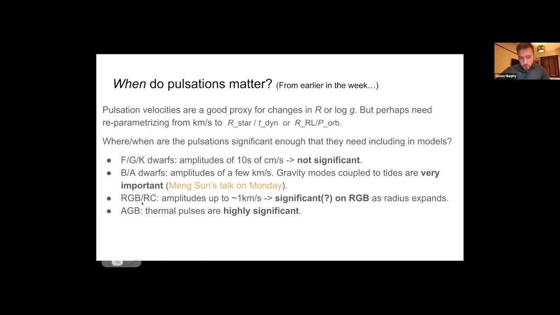For stars on the red giant branch or in the red clump, the amplitudes can be up to 1 kilometer per second. On the red clump, that's probably not significant because there's no substantive change in radius happening. But at the tip of the red giant branch, this radius is continuing to expand. And so those pulsation amplitudes could be significant in mass transfer models. And then, of course, we have the asymptotic giant branch phase where the thermal pulses are highly significant, as we all know.